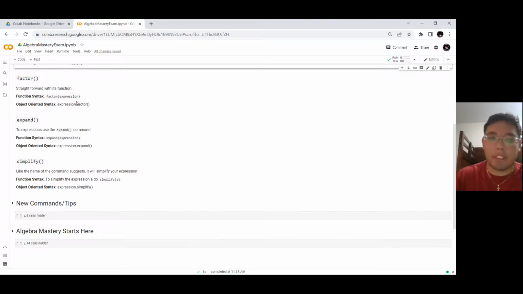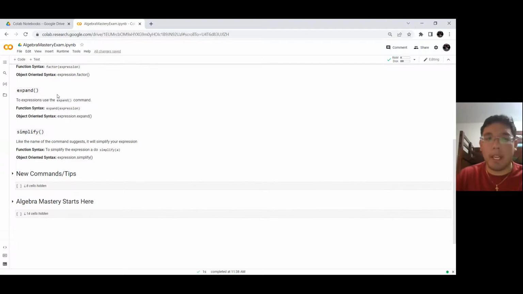The next one will be factor. Factor, like the name suggests, is pretty straightforward. We factor an expression, and there are 2 syntaxes for it. There's factor expression, which is a function syntax, or the way Python would think about it, an object-oriented syntax, which would be as simple as writing the expression dot factor. Same idea with expand. Expand also has that function syntax and object-oriented syntax, and it works exactly the same: expand expression or expression dot expand.